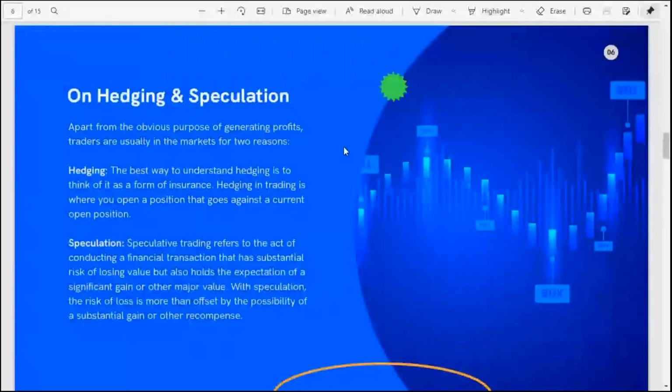You now open a sell on gold. What you just did there was hedge. You protected yourself from the losses that will come with the buy using the profits that come from the sell that you opened. Do we understand?